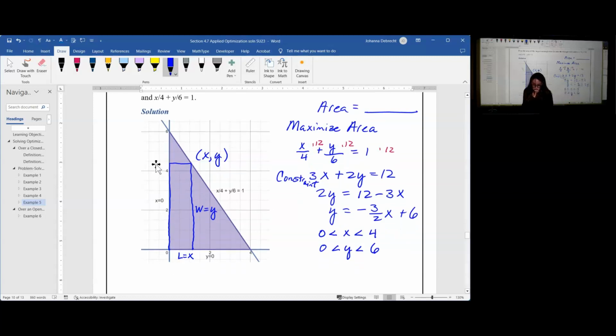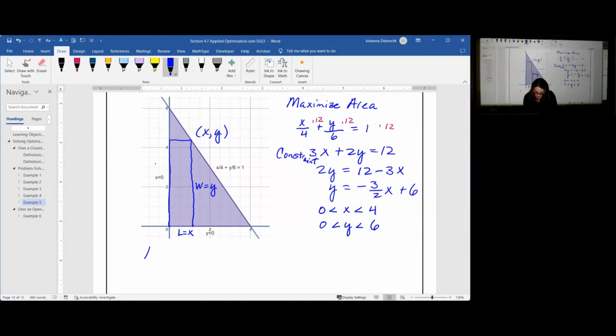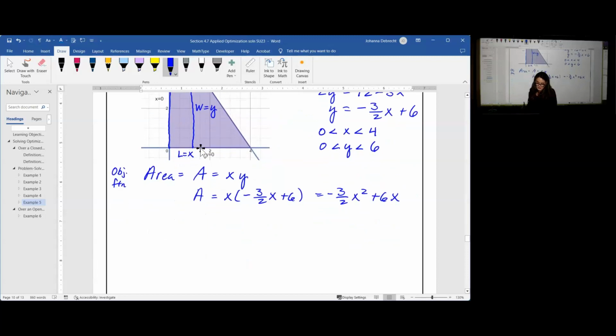Now we write the objective function to relate area to the variables we have. Now we need to replace one of the variables with the other one. I've already solved this equation for y, so it makes sense to substitute for y. The next thing that I want to do, of course, is to find the critical values. Pause the video now, work it out, and turn it back on so we can compare our results.